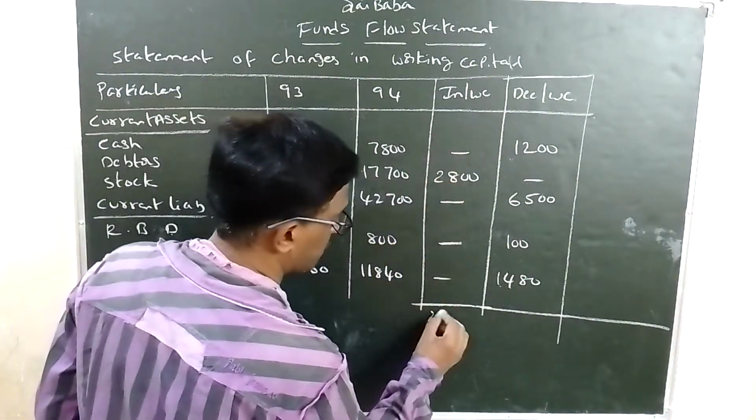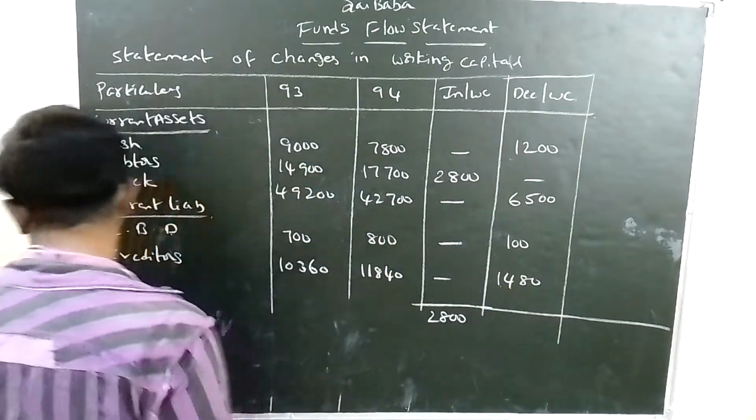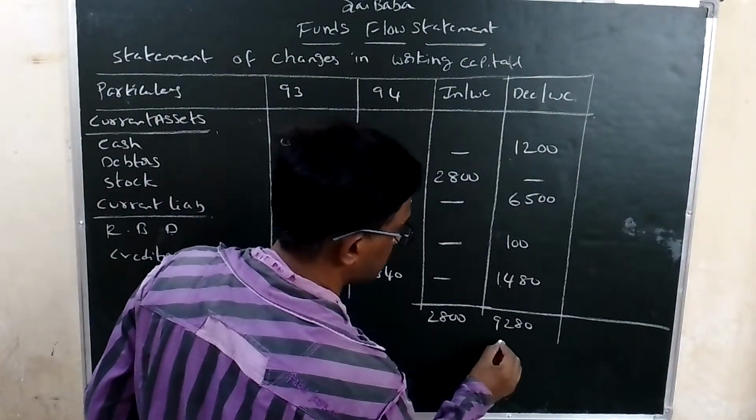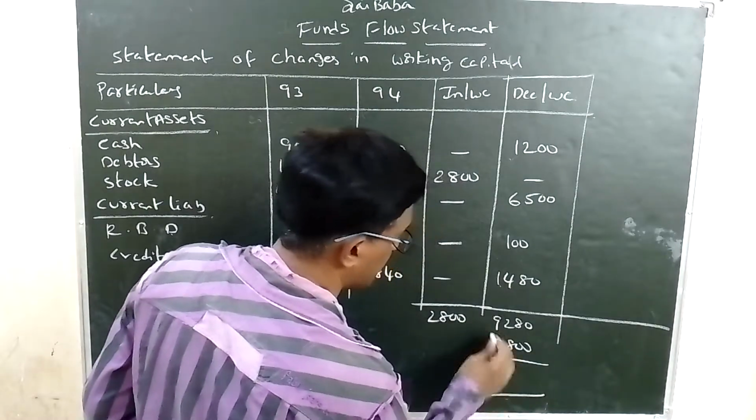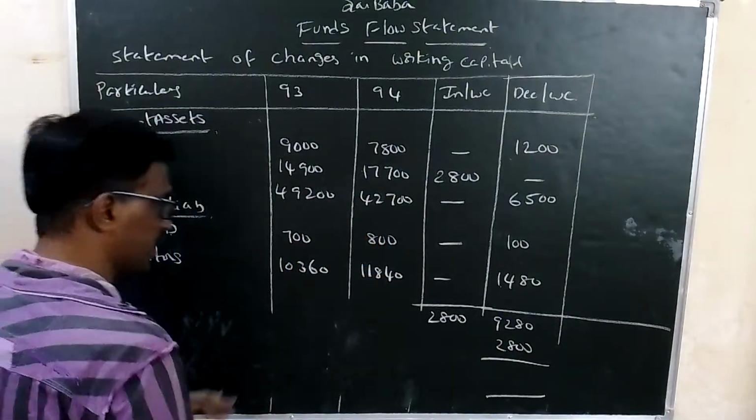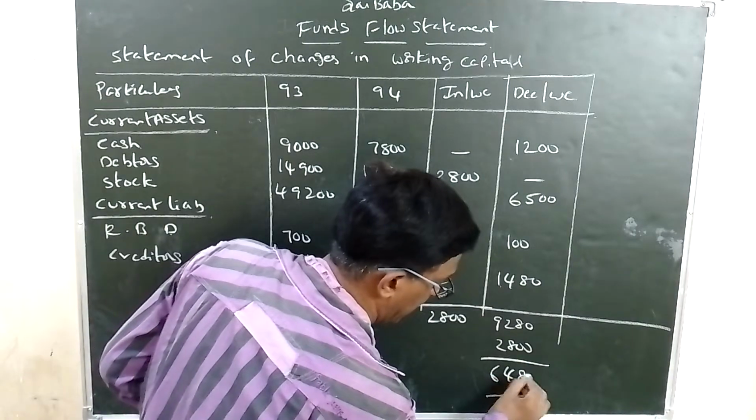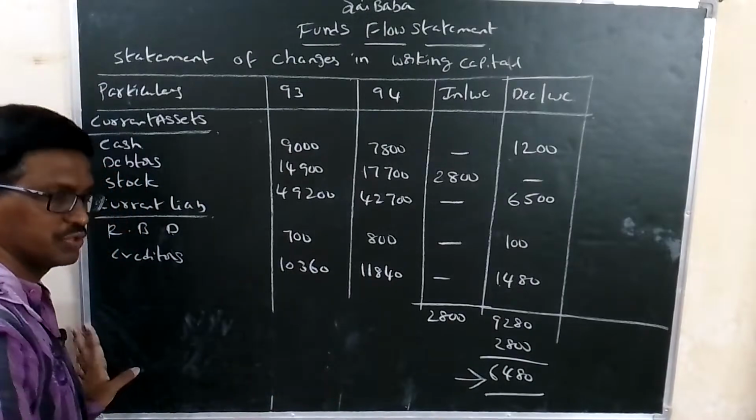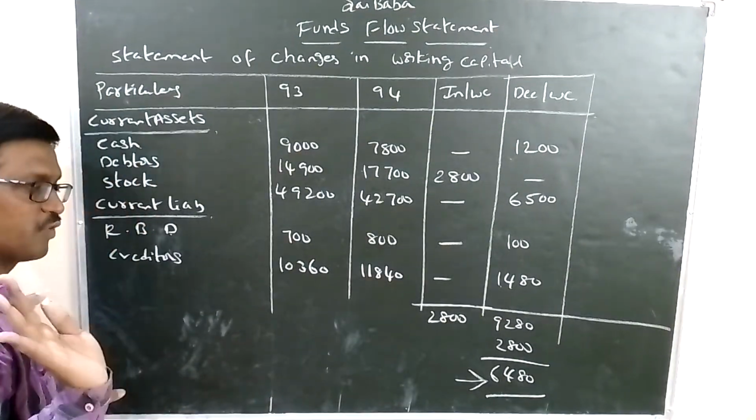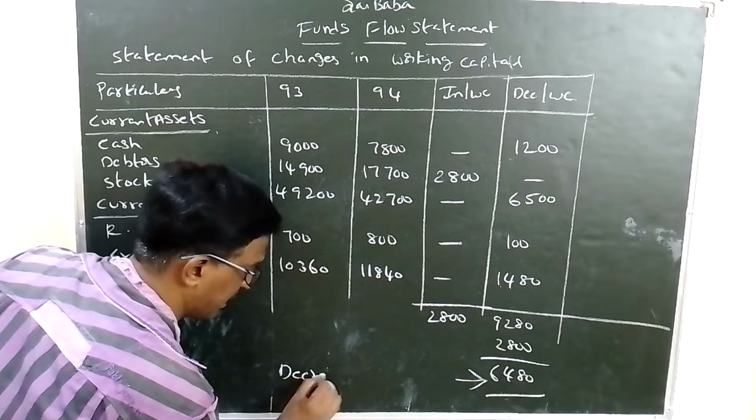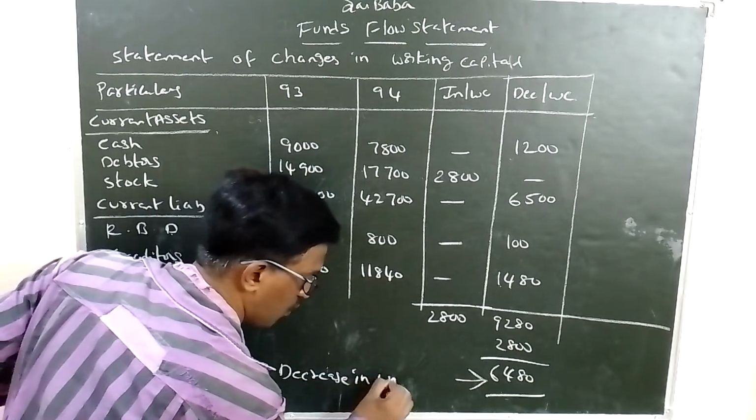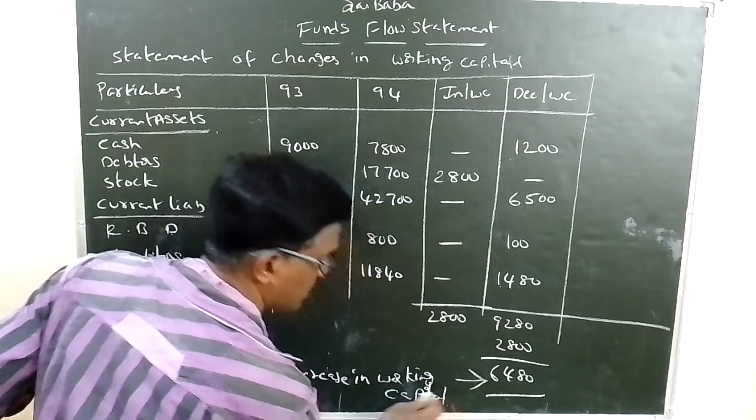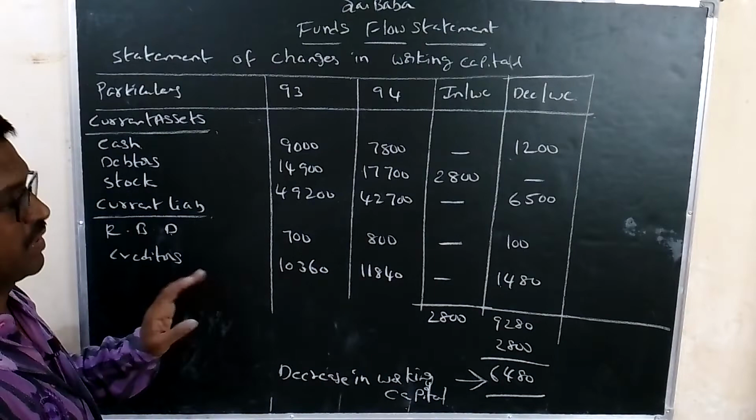Increase in working capital is 2,800. Decrease column total is 9,280 rupees. Which one is lower? 2,800. So less the amount, 6,480. It is the decrease in working capital. So decrease in working capital shows the sources of the funds flow statement. Okay, this is the statement of changes in working capital.